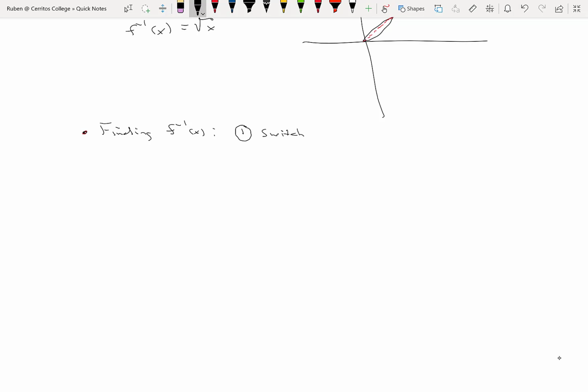Switch x and y. That should be pretty clear. If you want an inverse, you switch x and y. Remember, if a function turns 2 into 4, then the inverse turns 4 back into positive 2. So switch x and y is the first step. And the second step is to solve that new equation for y. Solve for y.